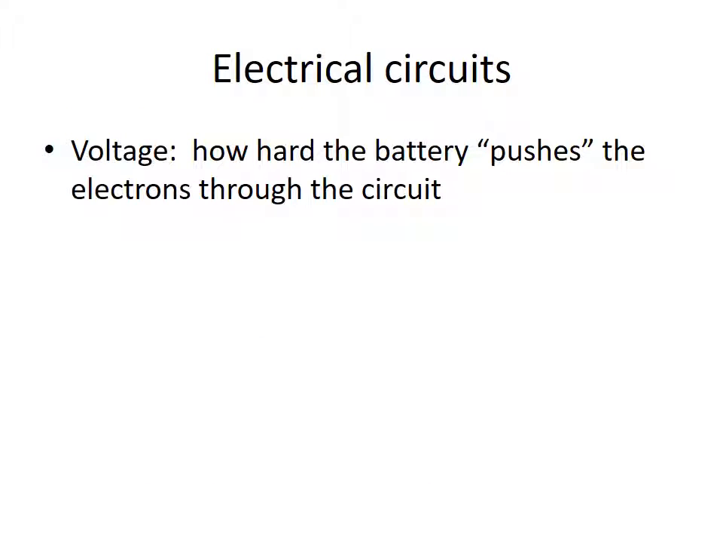So voltage, which is contained in the battery, that is how hard the battery pushes the current through the circuit. So the higher the voltage, the more the current is going to be pushed. It's the strength of the pushing.